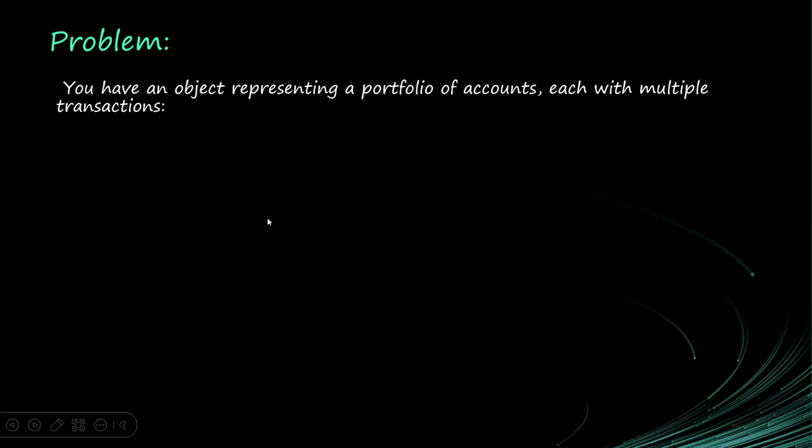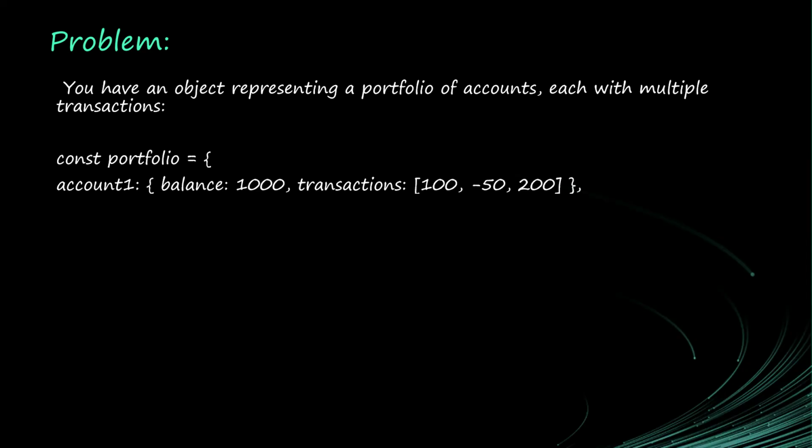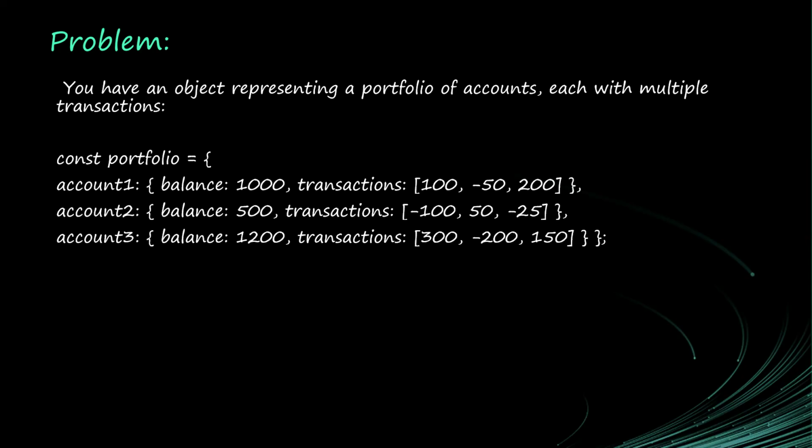The problem here is that they said you have an object that represents a portfolio of accounts, each with multiple transactions. So each of these portfolio accounts actually has multiple transactions. This is what it looks like. This is the portfolio object. You can see that this portfolio object is an object that has account one, account two, account three. These are different properties and these are their values.